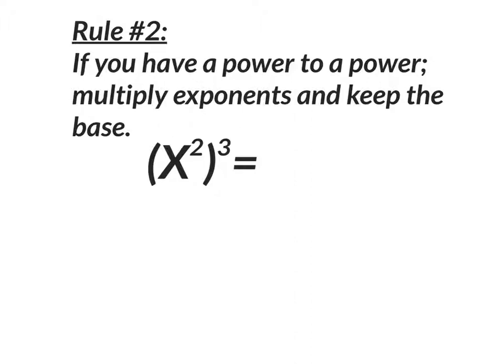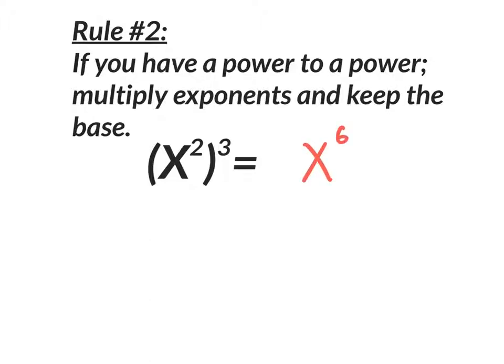Rule number 2 says, if you have a power to a power, an exponent and then another exponent, multiply the exponents and keep the base. Okay, so right here you have, in parentheses, x squared, and on the outside of the parentheses you have a power of 3. So right here we really do have a power to a power, so we know the shortcut. This rule is really a shortcut, and the shortcut is multiply the exponents. So right here, the answer is really x to the sixth.